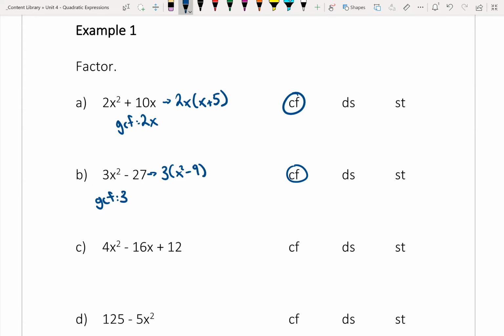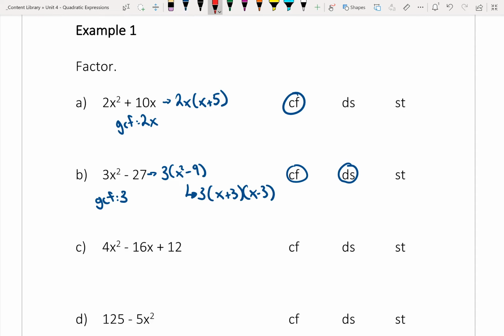But what we should recognize is that it's also a difference of squares, because now that we've common factored, it does leave us with a difference of squares. And if we do that, the 3 still stays, and we have x plus 3, x minus 3.